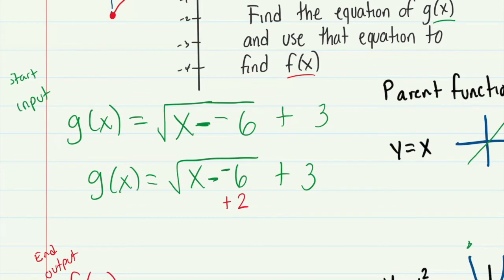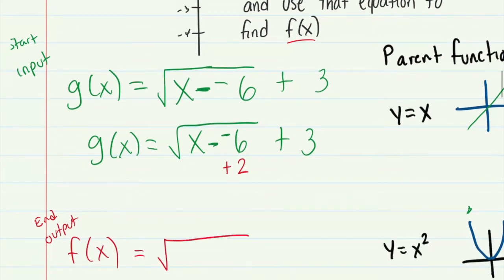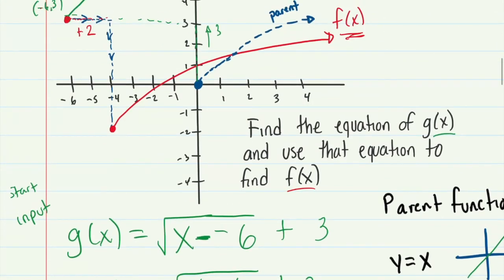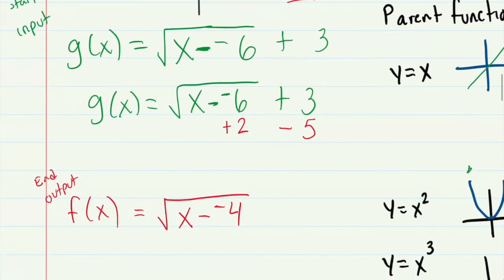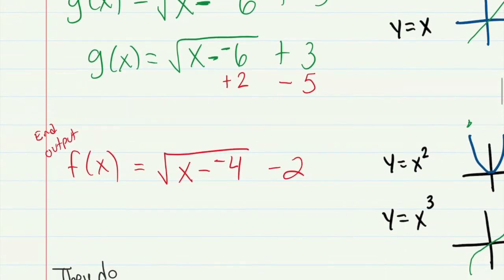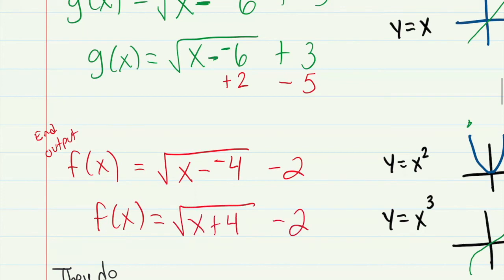Plus 2, you see? So we know originally we're going to have the square root of x minus negative 4, you see? Now, how many did I have to go down? If I'm at positive 3 and I get to negative 2, from positive 3 to negative 2, I went down 5. So if this is a plus 3, I need to go 5 down. I subtract 5. That will give me a negative 2. So my actual graph for f of x is the square root of x plus 4, minus 2.